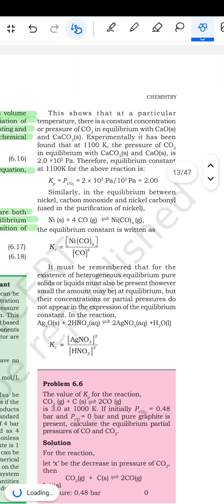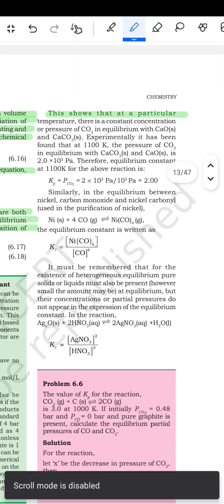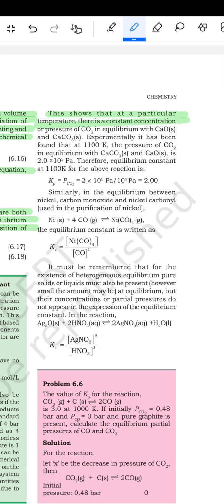तो एनसीईआरटी कहता है कि दिस शो दैट एट ए पार्टिकुलर टेम्परेचर देयर इज ए कांस्टेंट कॉन्सेंट्रेशन ऑफ द CO2 इन द इक्विलिब्रियम with the CaO and the CaCO3. Experimentally, it has been found that at 1100 Kelvin, the pressure of the CO2 in equilibrium with the CaCO3 and the CaO is 2.0 into 10 to the power 5 Pascal. Therefore, the equilibrium constant at 1100 Kelvin for the above reaction is Kp equal to partial pressure of CO2 equal to 2.00 into 10 to the power 5 Pascal.